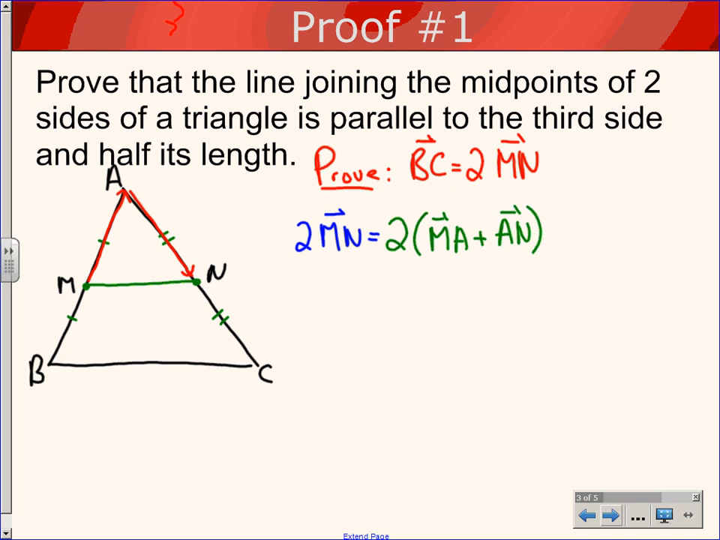And what you're hoping again is that we look at that and go, oh yeah, I can see what's happened there. And notice I needed the brackets. Brackets had to be there because the 2 applies to everything inside the brackets. What I want to do now is distribute that 2. Remember, one of our rules we looked at was that vectors are distributive. We're allowed to multiply this through the bracket. So in a sense, I'm just taking that 2 and multiplying it by vector MA and multiplying it by vector AN.